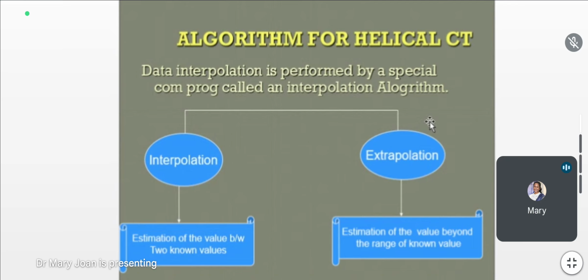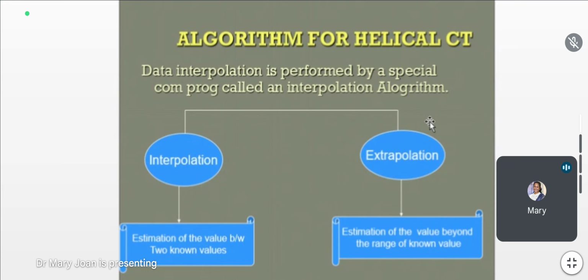Algorithms for helical CT, where the data interpolation is performed by a special computer program called an interpolation algorithm. It can be an interpolation or an extrapolation. In interpolation, estimation of a value between two known values is done, and extrapolation is estimation of a value beyond the range of the known values.